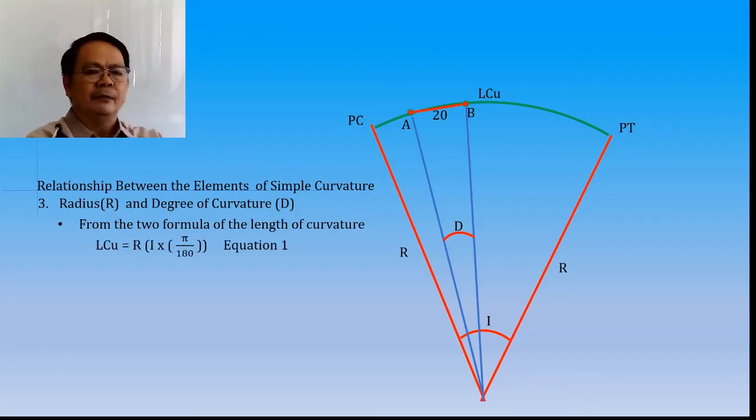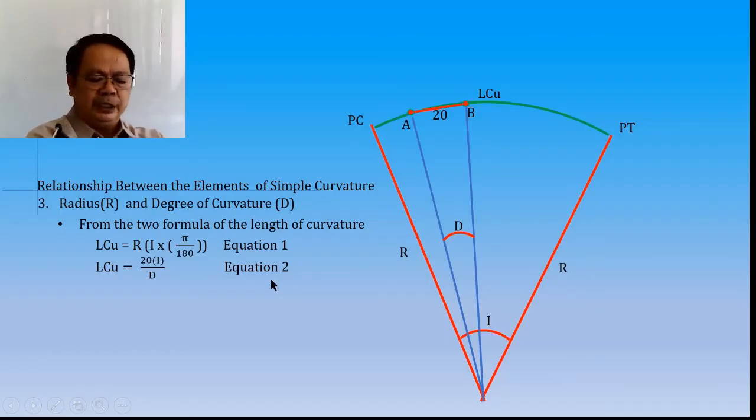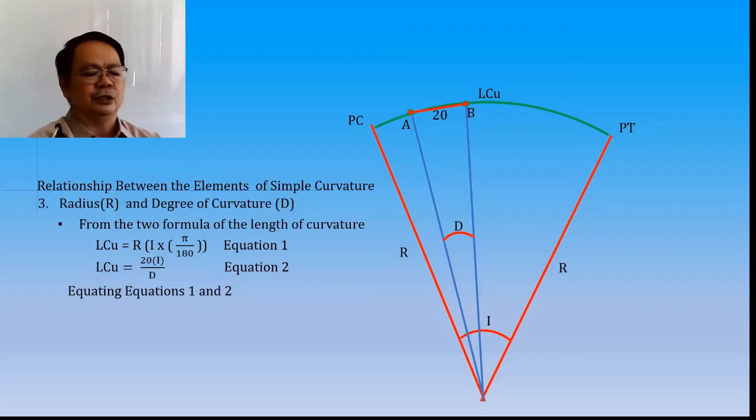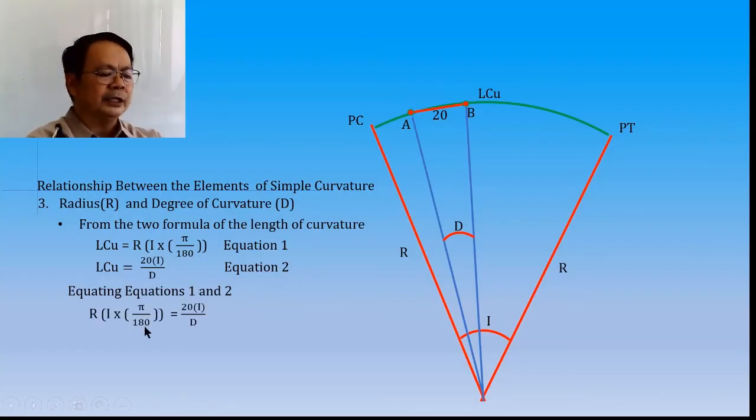Meron tayong una, the length of the curvature is equal to R times I times pi over 180. Ito yung length of the curvature using arc basis. Dinerive natin kanina. Tapos ngayon lang, dinerive natin yung length of the curvature, that is equal to 20I over D. And let us call this our equation 2. If the two equations shall be equated because they both equal the length of the curvature, therefore R times I times pi over 180 shall be equal to 20I over D.